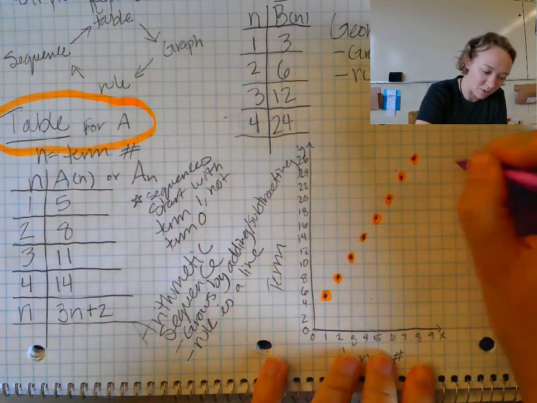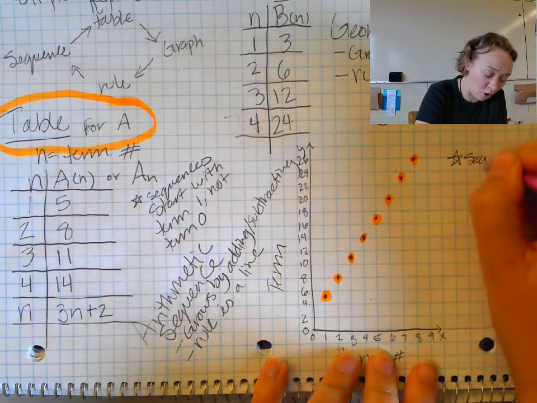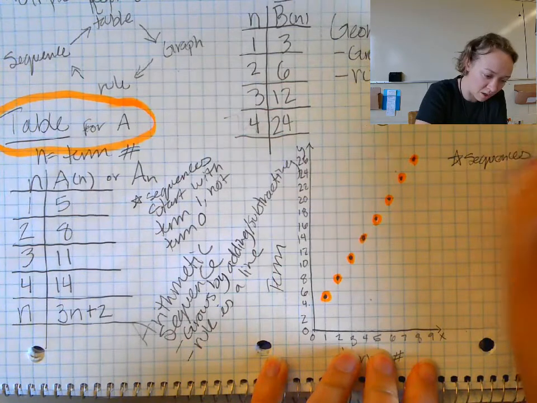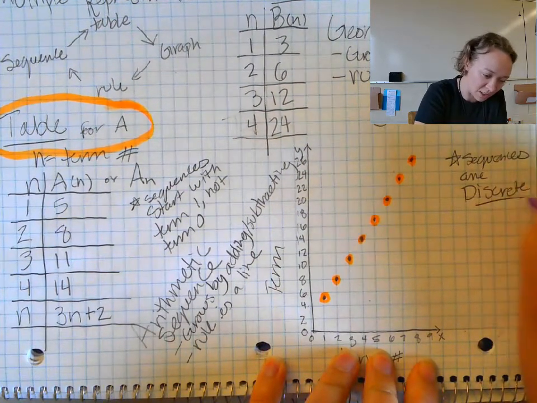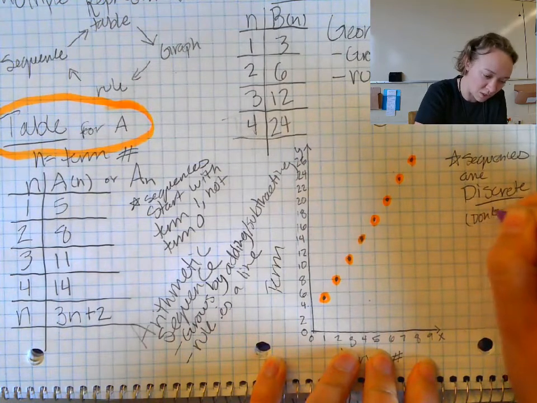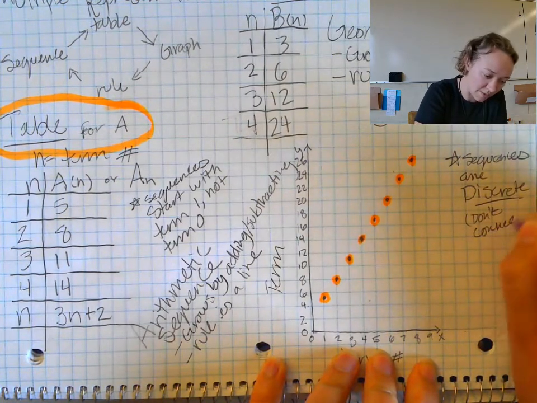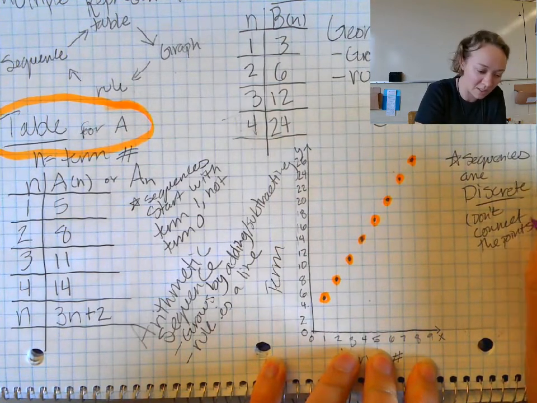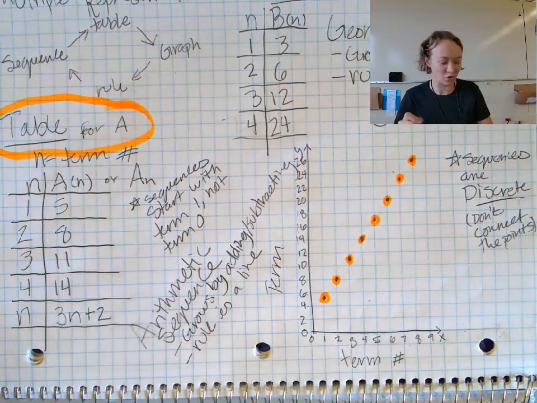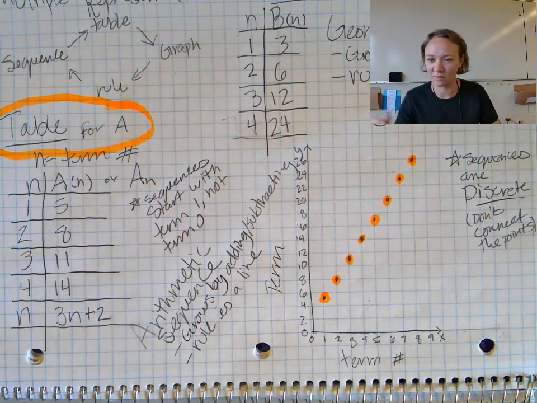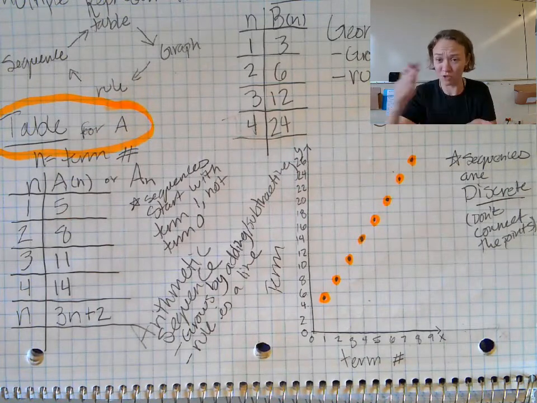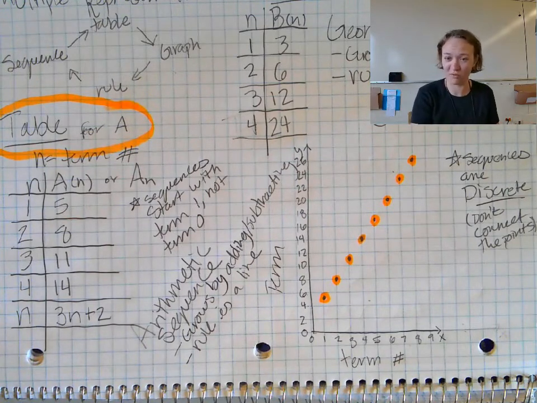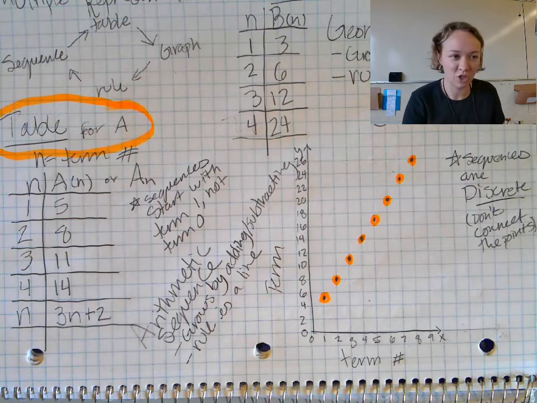So our big takeaway right here is sequences, all sequences are discrete, meaning don't connect the points, because the in-between values don't make sense, because there's no 1.5th term, right? There's no half term for me to get. It's just term 1, 2, 3, 4, 5. It's not term 1.5. All right, and then I'm going to do the same thing for the geometric.